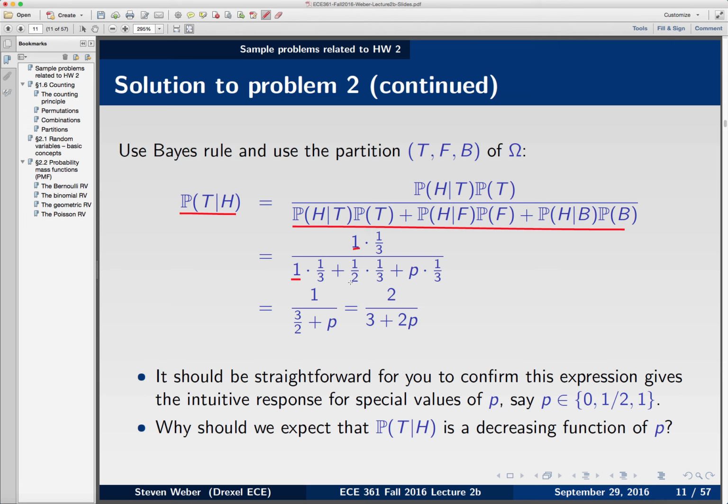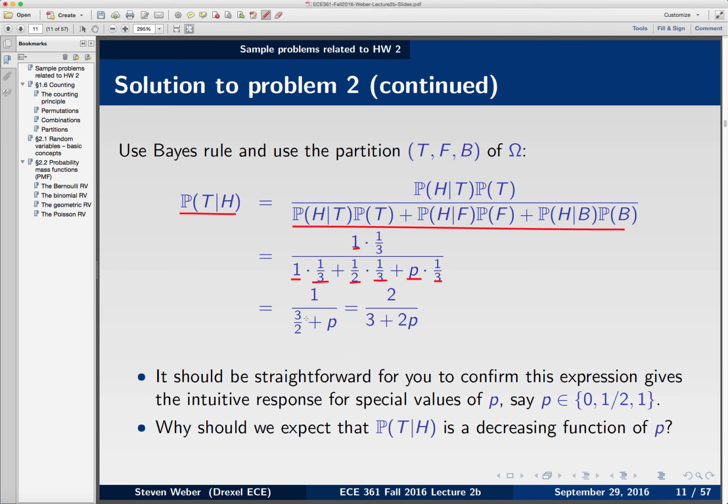The probability of a head given the fair coin is of course 1/2. The probability of a head given the bias coin is by definition p. The probability of the two-headed coin, the fair coin, and the bias coin being selected is equal to 1/3 because the coin was selected uniformly at random. Do your computation and clear fractions, and you're left with 2 over 3 plus 2p.